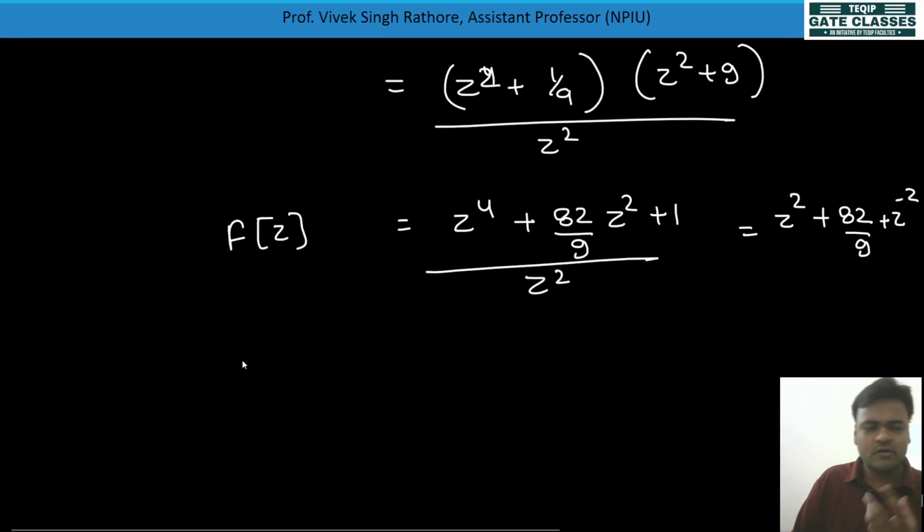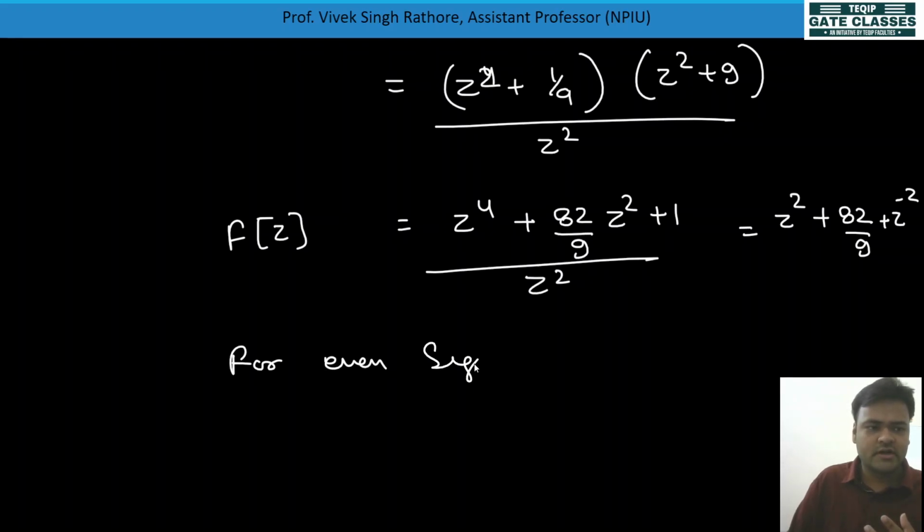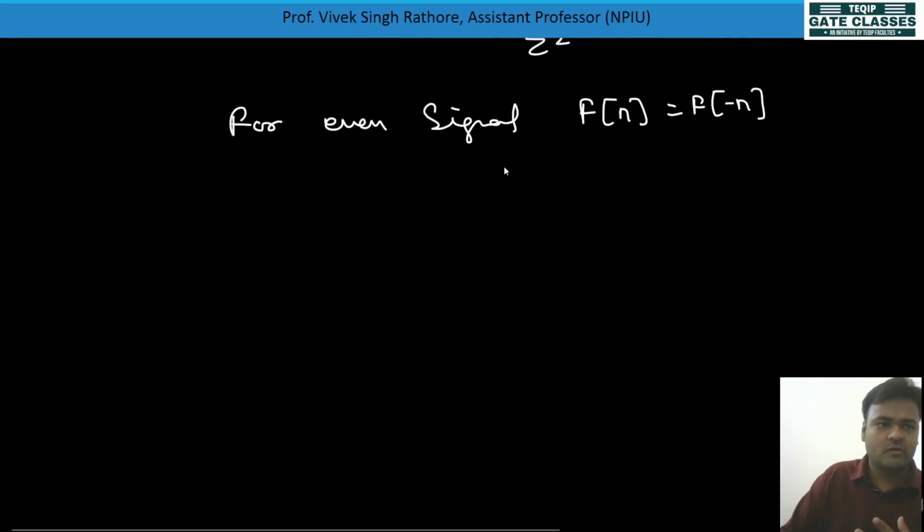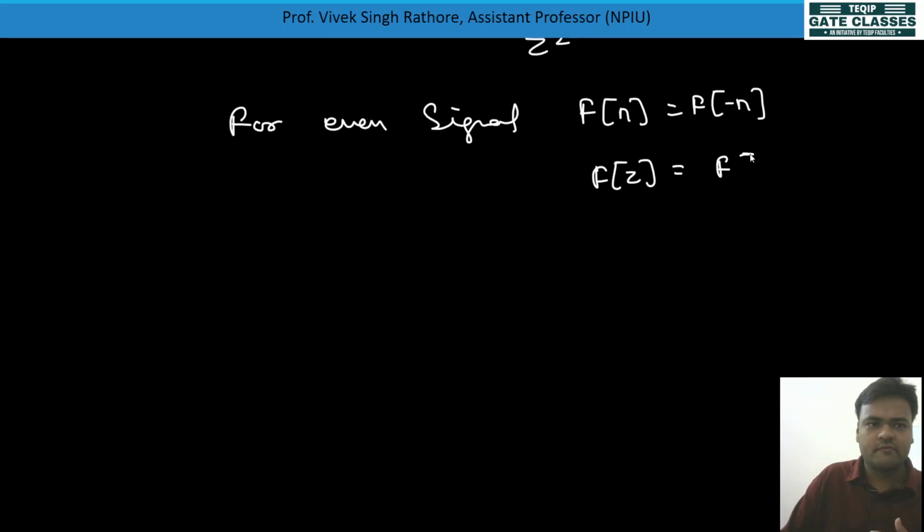But you know now that for even signals, what is the condition? Condition is f of n should be equal to f of minus n. This is the condition for even, we have seen in module 1 also. So if we take the z transform, then we say f of z should be equal to f of 1 by z.